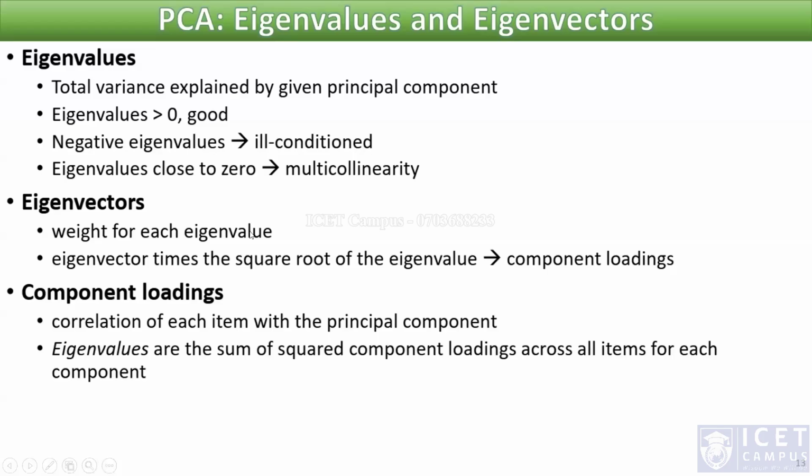Then eigenvectors, component loadings. If eigenvalues are greater than 0, that is good, meaning they should be positive values. Negative eigenvalues indicate an ill condition. If eigenvalues are close to 0, that means multicollinearity. There are also component loadings, the correlation of the items with the principal components. Eigenvalues are the sum of the squared component loadings across all the items for the component.